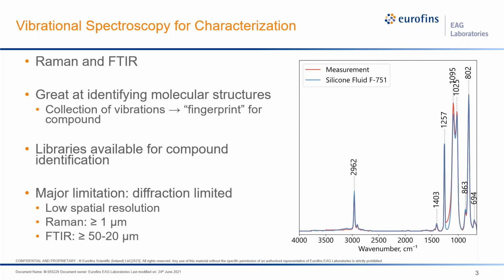But one of the major limitations of these vibrational spectroscopy-based techniques is that they are diffraction limited because we use light as an optical probe. So by diffraction limited, I mean it's limited to relatively low spatial resolution, roughly half the wavelength of the probing light. But in typical applications, what we find is that with Raman, you're looking at around 1 micron resolution, whereas with FTIR, you're looking at tens of microns, roughly 50 to 20 in most cases.